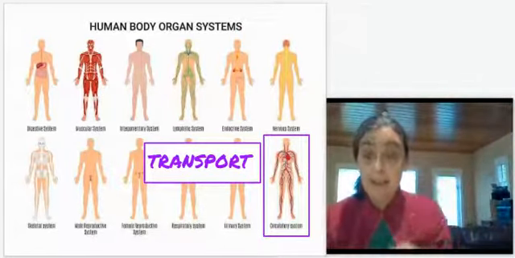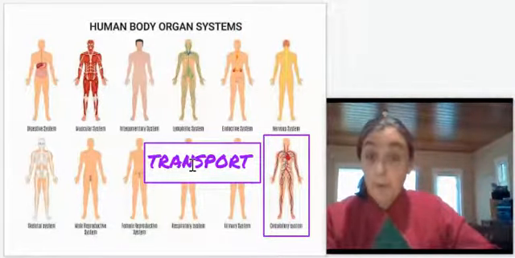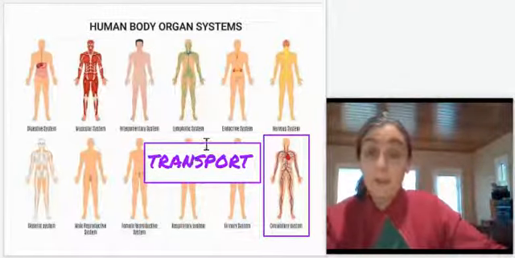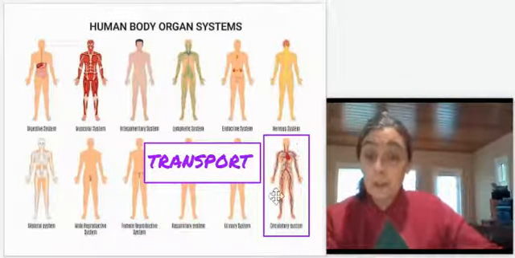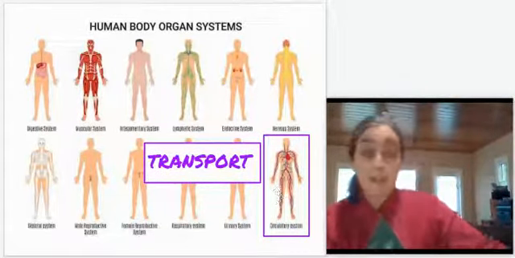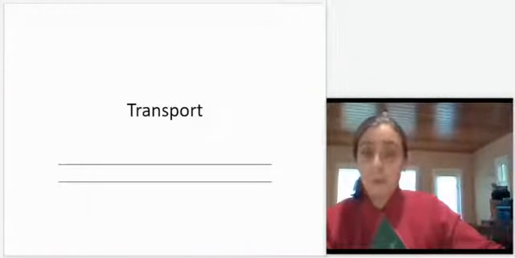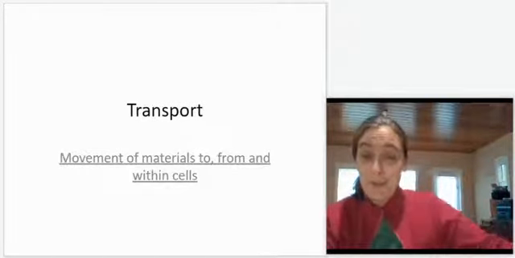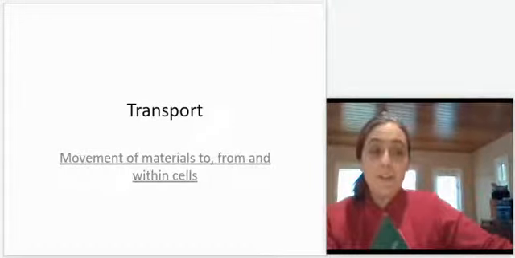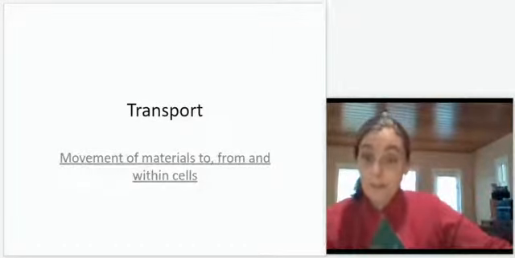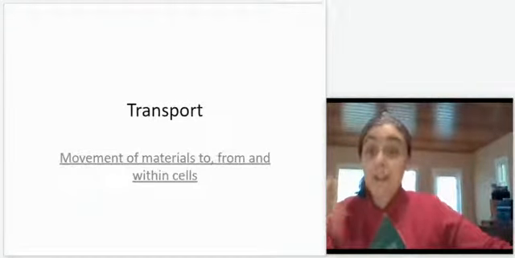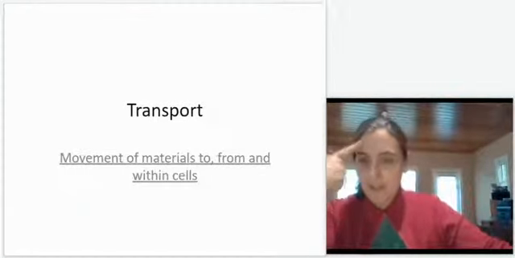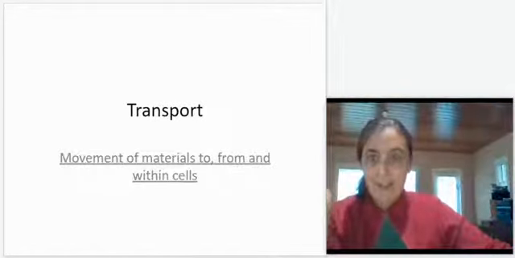Well, that's the next life process. Transport, movement of materials to, from, and within the cells, uses the circulatory system, your heart and your blood vessels and your blood. Transport is the movement of materials to, from, and within cells. And so before we get into that, I want to review what kinds of materials have to get to your cells. So this cell right here, what does it need?